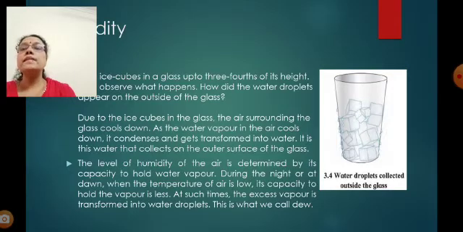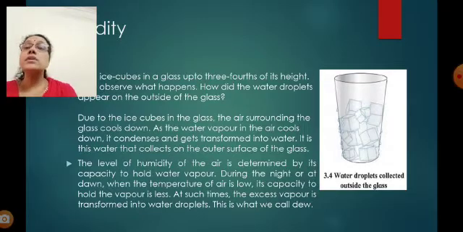The level of humidity of the air is determined by its capacity to hold water vapor. During the night or at dawn, when the temperature of the air is low, its capacity to hold the water vapor is less. At such a time, the excess vapor is transformed into water droplets. That is what we call dew.